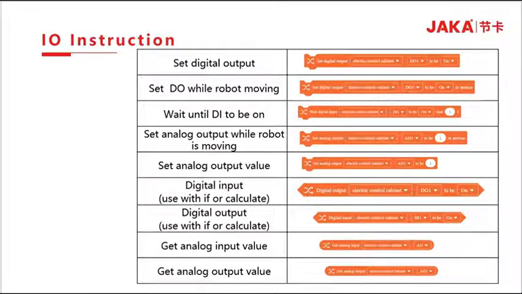Get analog input-output value can be used to send the robot new information while running the program with analog signal. It can be position or specific tool using numerical values.